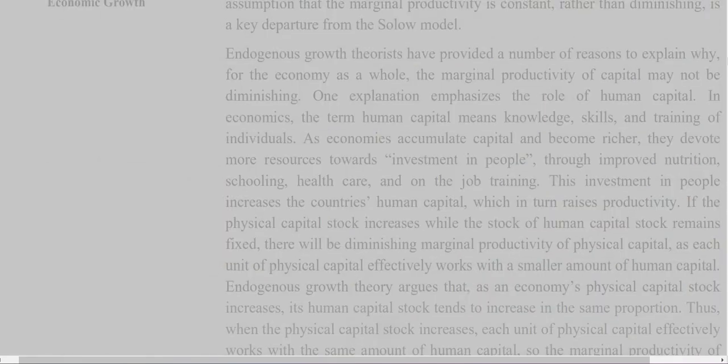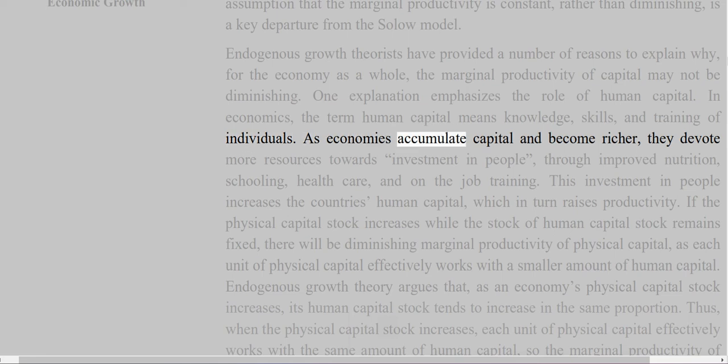The economic growth assumption that marginal productivity is constant, rather than diminishing, is a key departure from the Solow model. Endogenous growth theorists have provided a number of reasons to explain why, for the economy as a whole, the marginal productivity of capital may not be diminishing. One explanation emphasizes the role of human capital. In economics, the term human capital means the knowledge, skills, and training of individuals.